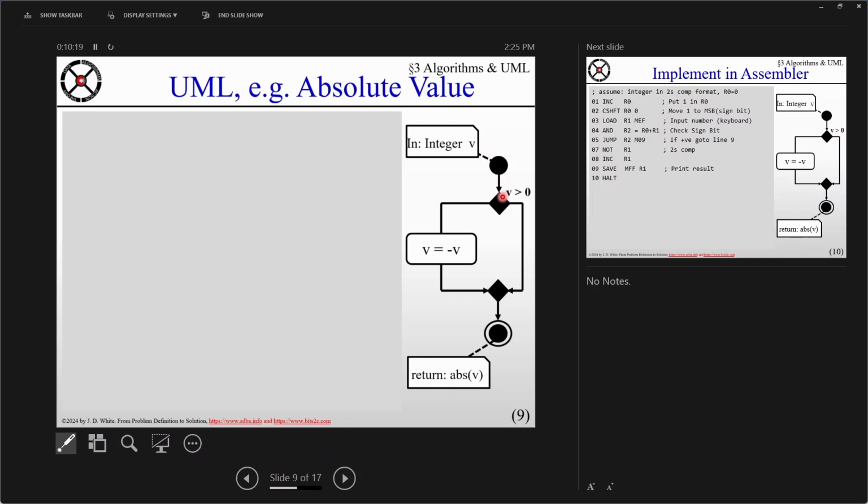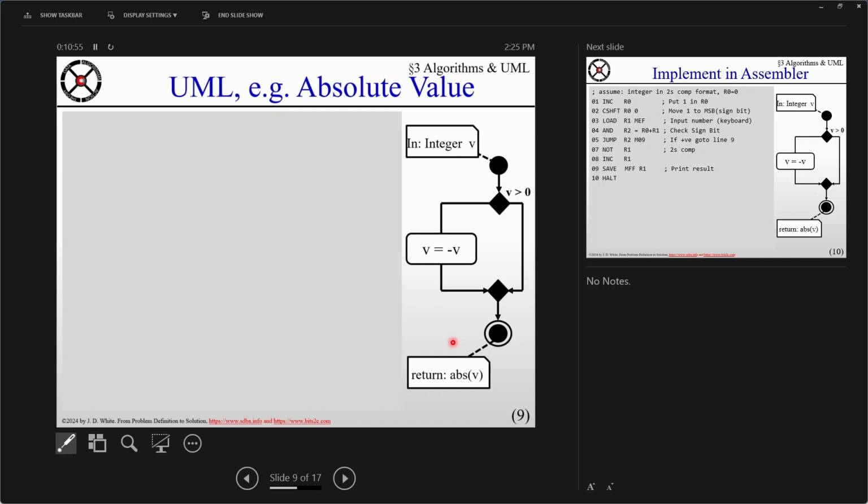Okay, if this is not true, i.e. v greater than 0 is not true, then I will take this route. I will come here, I'll take the value, I'll put minus v, and that will make it a negative v, and negative of a negative is positive. So this v is going to be a positive number now. I will come down, I will join, and then I will return the v. So this is the UML diagram for our algorithm.